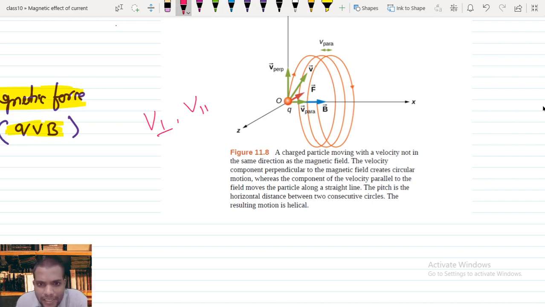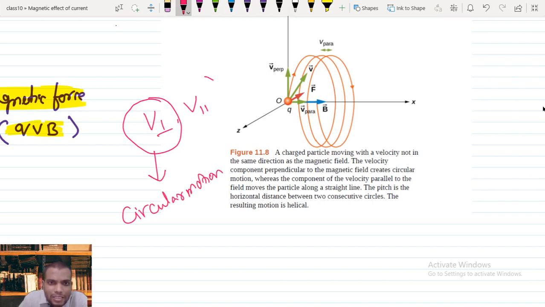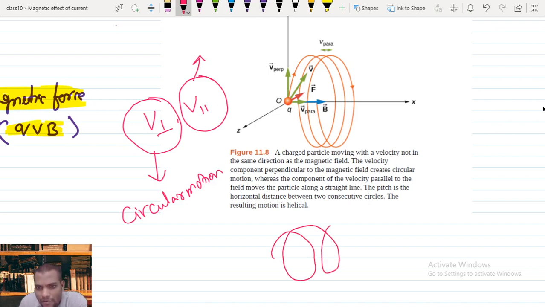Of these two components, the component of velocity parallel to the field moves the particle in a straight line, and the component of velocity perpendicular to the magnetic field creates the circular motion. This component of velocity creates circular motion, and this parallel component makes the particle move in a straight line. Only then can we get a helical path. So the particle has to move in a circle, and then it has to move forward.